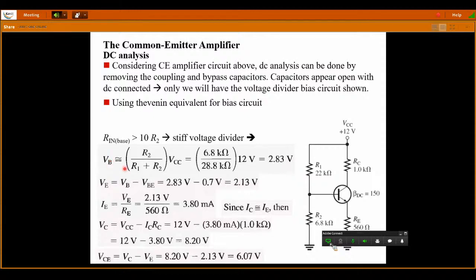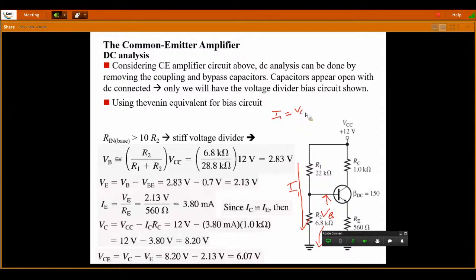So now let me calculate the base voltage using a DC analysis. The base voltage is the voltage across resistor R2. So now we have to calculate the voltage drop across R2. In order to find that voltage drop across R2, let me take the total current passing through R2 as I1. This I1 is due to the applied VCC. So I1 must be equal to VCC divided by R1 plus R2.